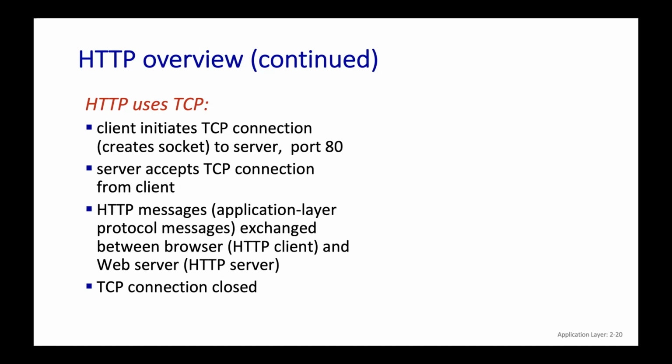Once the IP address is known, it will make a TCP connection behind the scenes to that server. After the TCP connection is established, you have this connection over which you can send the HTTP request and get the HTTP responses. The server will accept the TCP connection from the client. HTTP messages are exchanged between the browser and the web server over that TCP connection. After the request and response are finished, you will close the TCP connection. You may close it, or you can leave it open for subsequent requests as well.